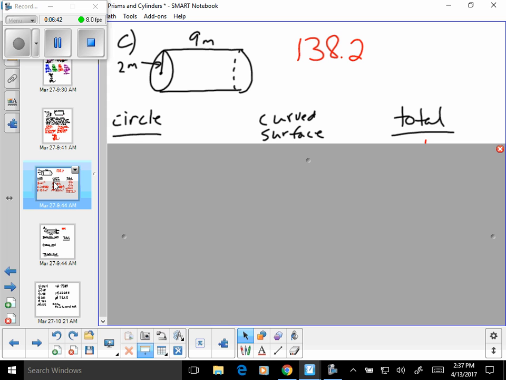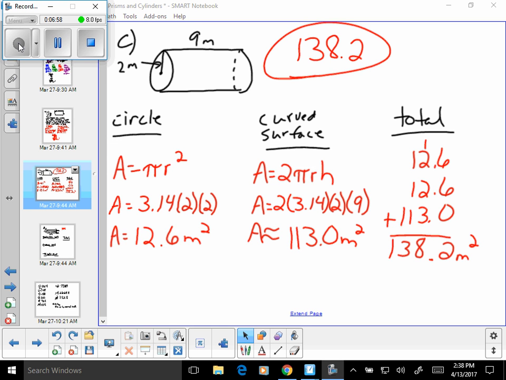Okay. Here's another cylinder. Your answer is right here. You hit pause, work it through, and see if you can get the right answer. Okay, now your target was to get 138.2 meters squared. Here's how you work the problem. If you need to, hit pause again, look at what you did, look at what I did, fix it up if you have to, or pat yourself on the back because you got it right.